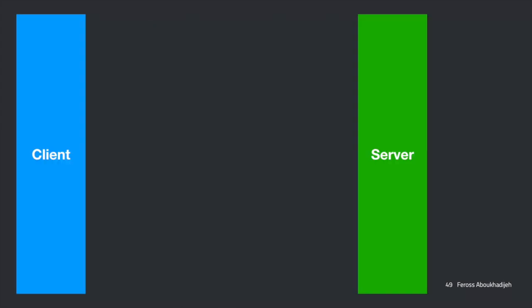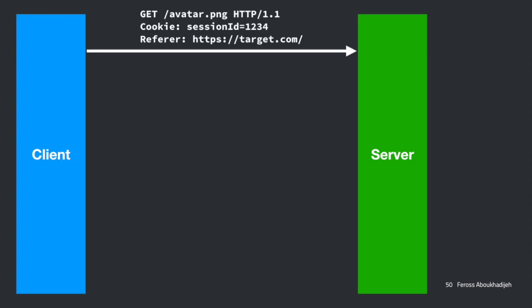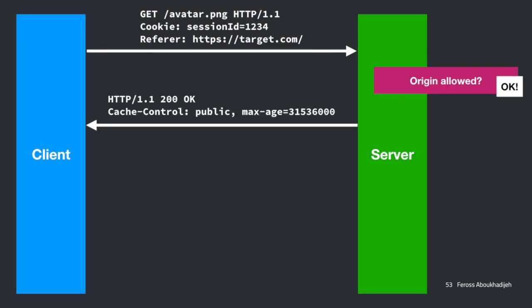So here we go. This is the client. It's going to make a request to the target.com server. And we'll see here the cookie was attached, so excellent. Now the server is going to look at that and say, do I want to let this image load if it's being loaded from target.com? Since we want to allow that, it's going to be OK with that, and it's going to respond with the image. So far, so good, right? But notice it cached the image. It told the browser, don't bother re-requesting this for a really long time, because I know it's not going to change.